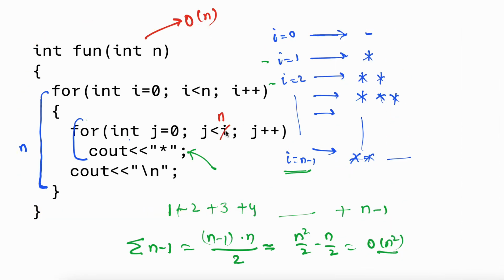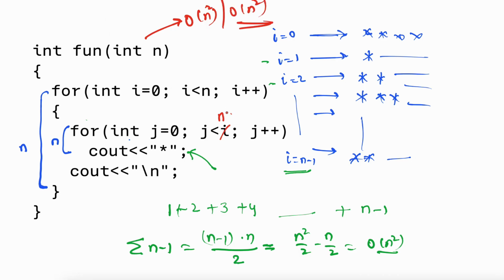Even this code, when the inner loop is getting executed n times. So the outer loop is executing n times and the inner loop is also getting executed n times. It means that we are printing n stars. So in every line we are printing n stars. So this piece of code will also take order of n square time.